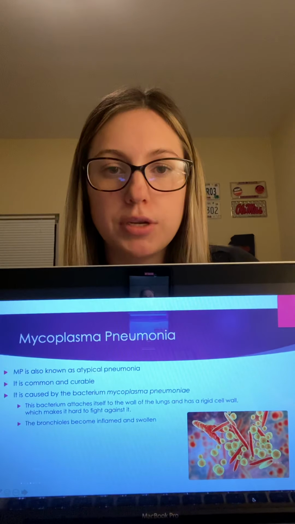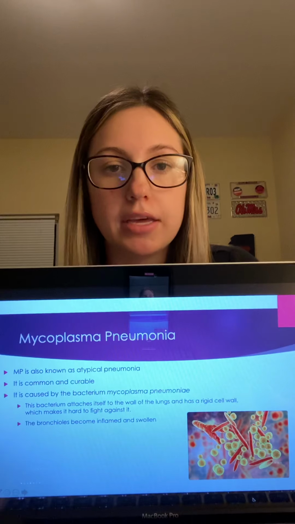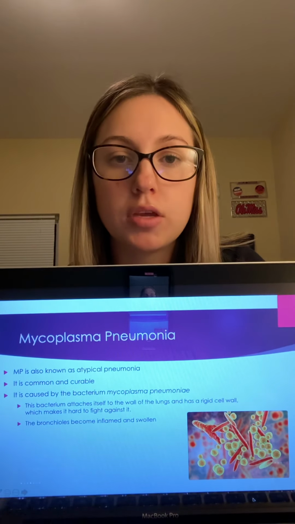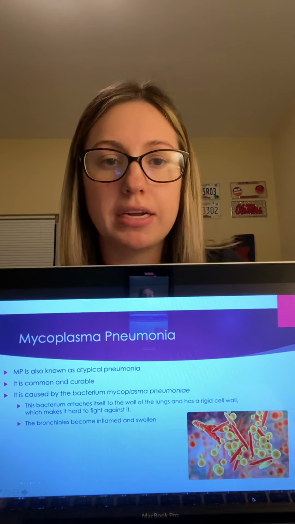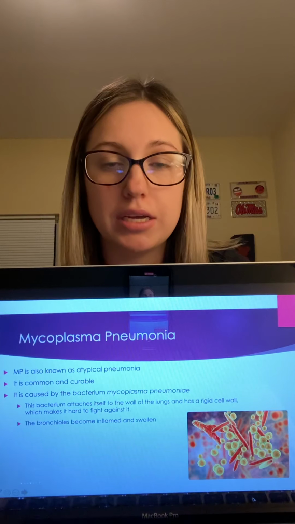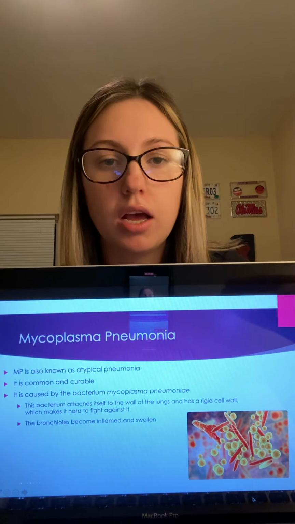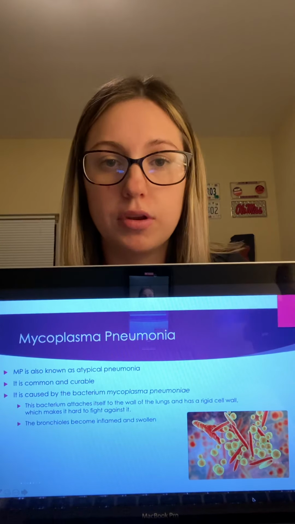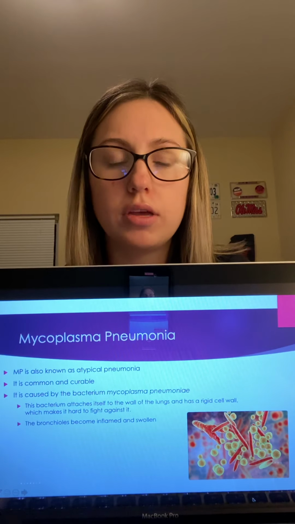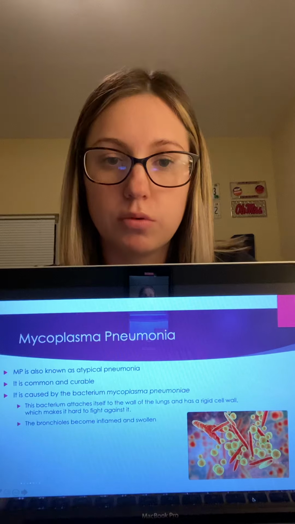Okay, so Mycoplasma pneumonia is commonly known as atypical pneumonia. It is caused by the bacterium Mycoplasma pneumoniae. The bacterium has a rigid cell wall and it's very small, so it's hard to get rid of, and it will attach itself to the walls of the lung, which manifests into the pneumonia, and it will eventually lead to inflammation of the bronchioles and cause them to become swollen.